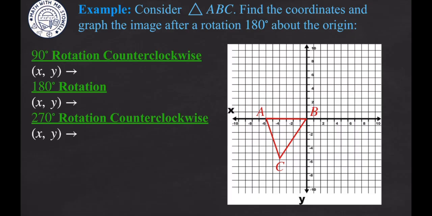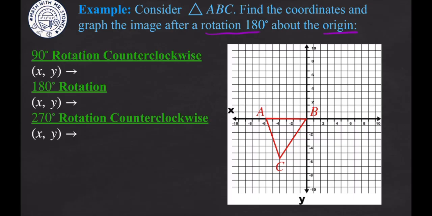With this example, we want to do the same thing, except we want to do a rotation by 180 degrees. And with this rotation, we are going to rotate it around the origin, meaning the center point of the graph is our point that we are rotating around.